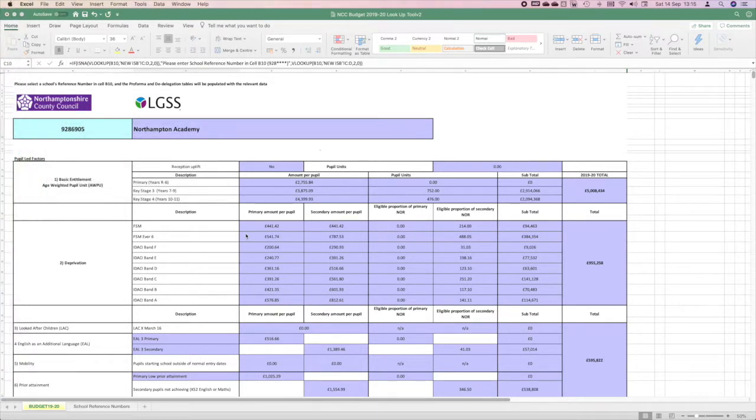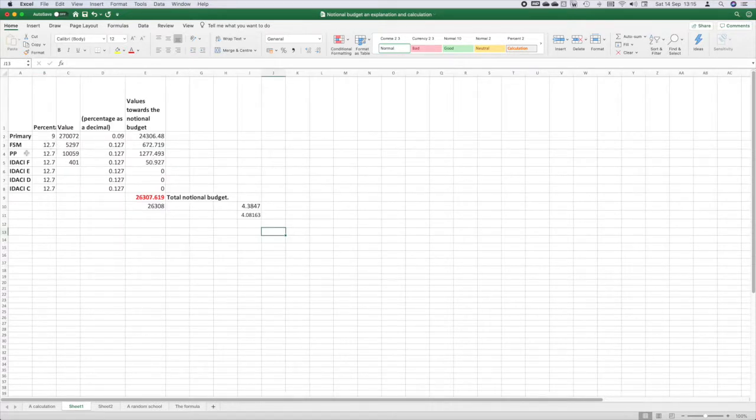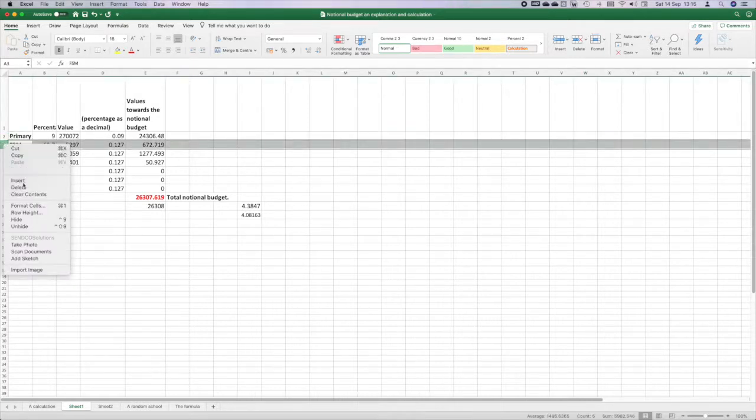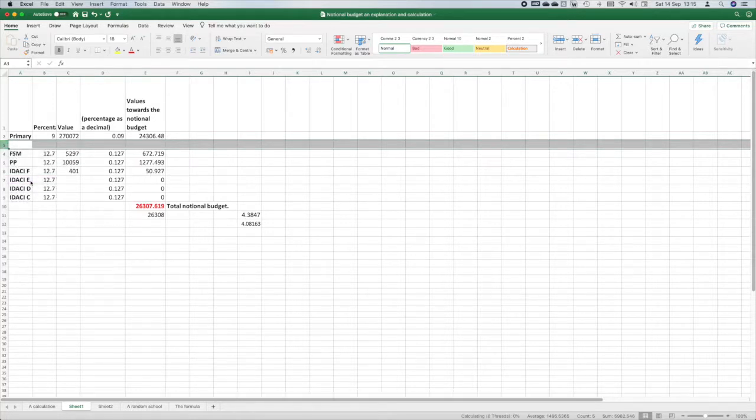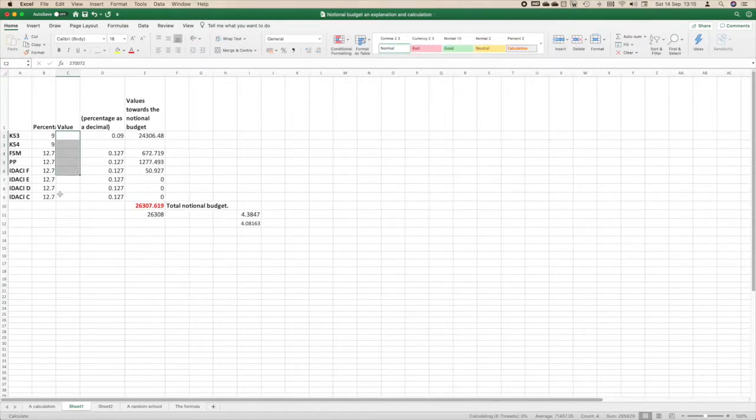So let's go back to my nice blank spreadsheet over here. I might as well use the Yoltoft, I've forgotten the name of the school, the one beginning with a Y. We could use this one for calculating it. I just need to add an extra row in, insert, there we go. So I've got 2 sets of figures I need to pop into here. I need to put in my Key Stage 3 value and my Key Stage 4 value, both of which the Northamptonshire budget says it's going to be 9% of those.